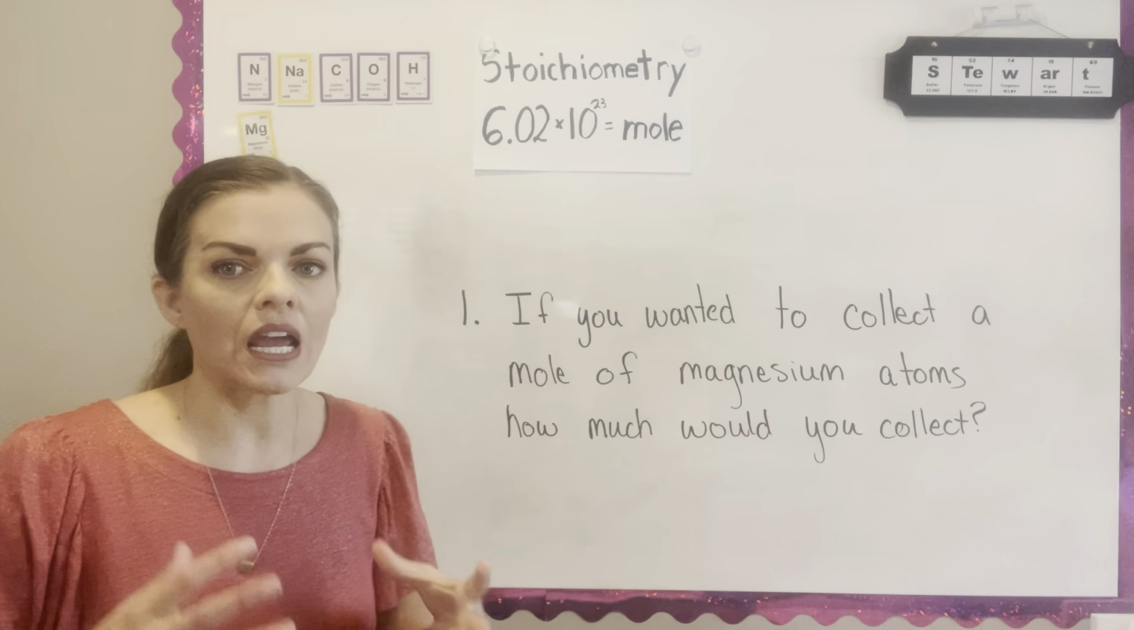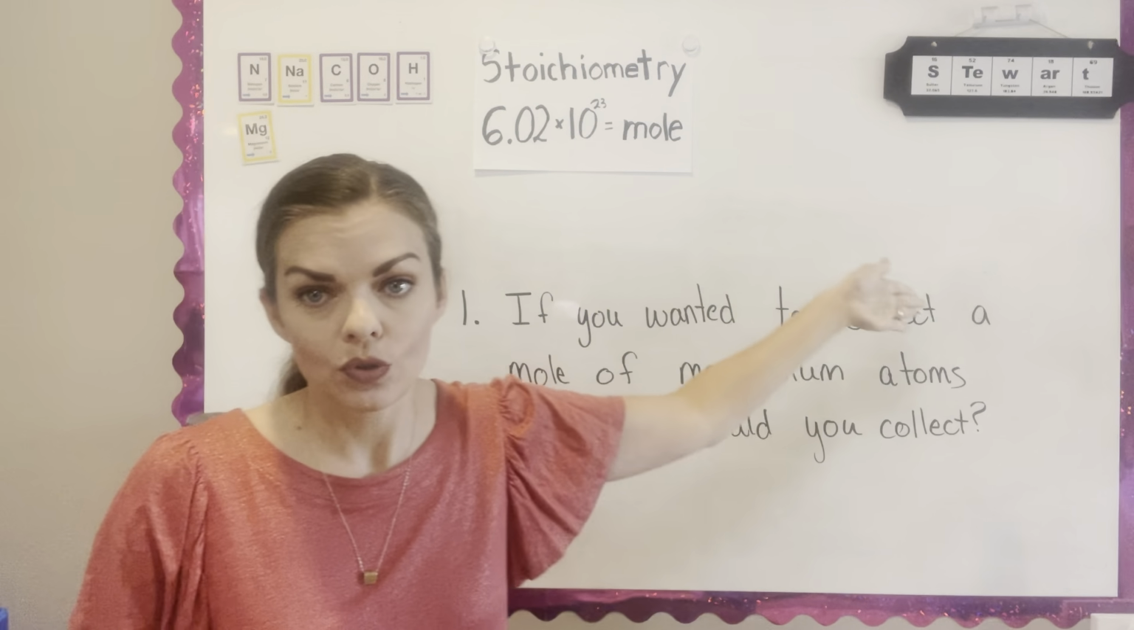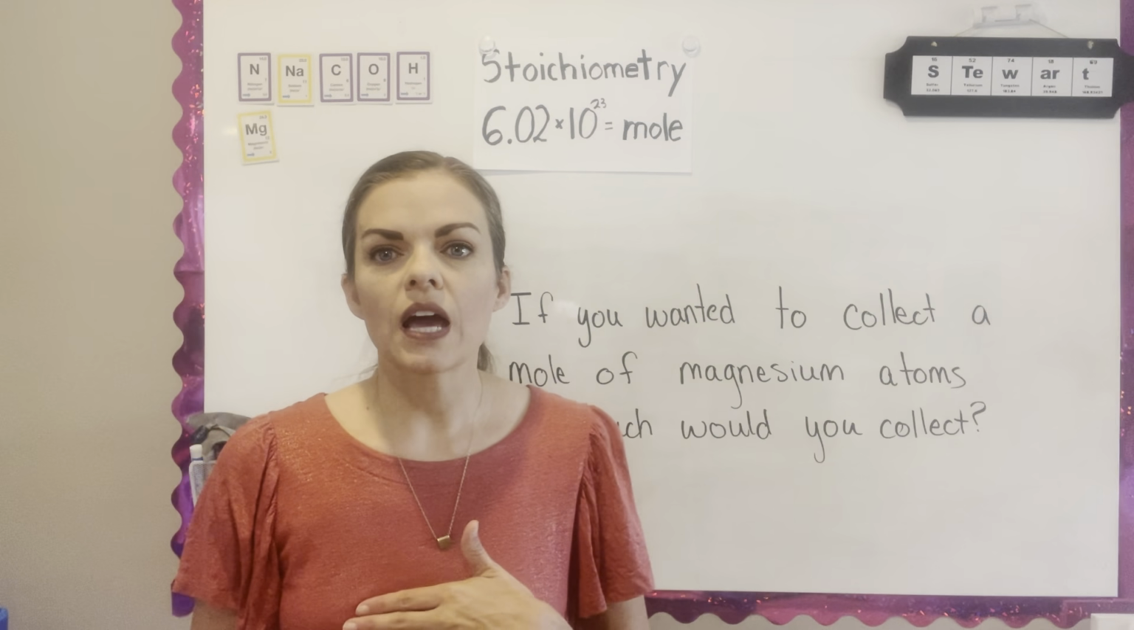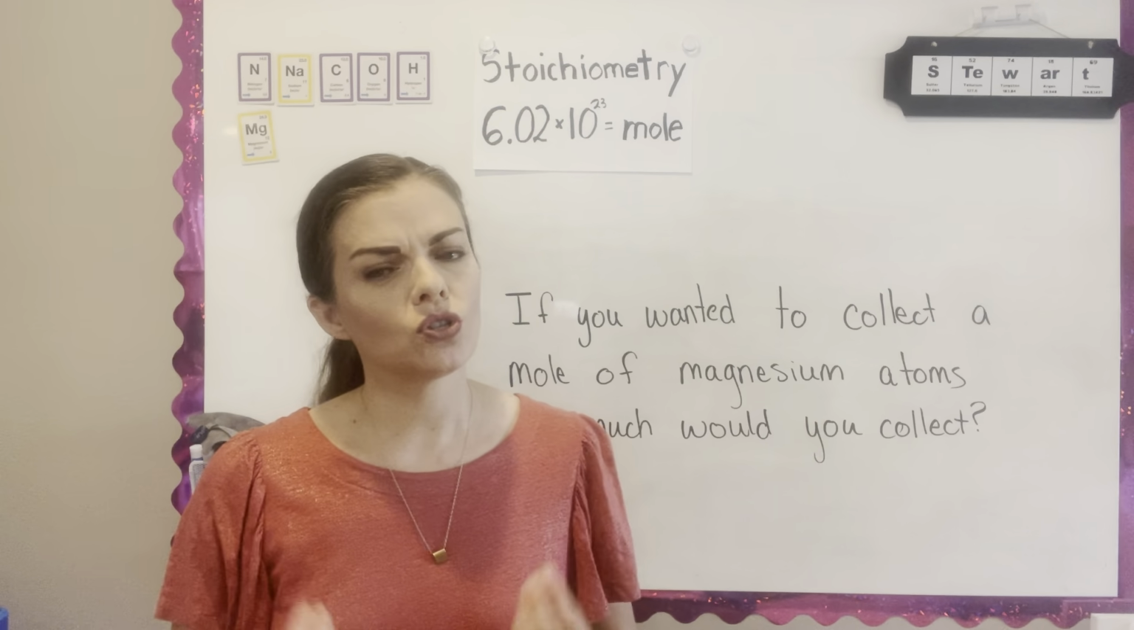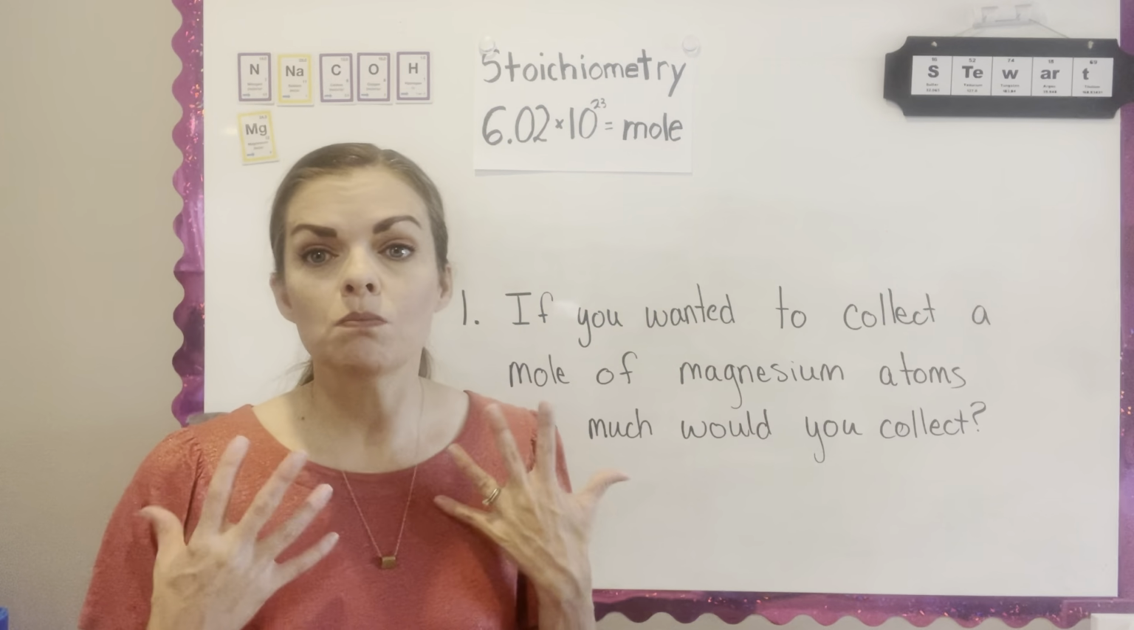And so you would say, I'm going to take a mole of water, which is 6.02 times 10 to the 23rd, instead of 1 water molecule. This is how we count atoms. Since they're too small to count just 1 atom, we count them in moles.